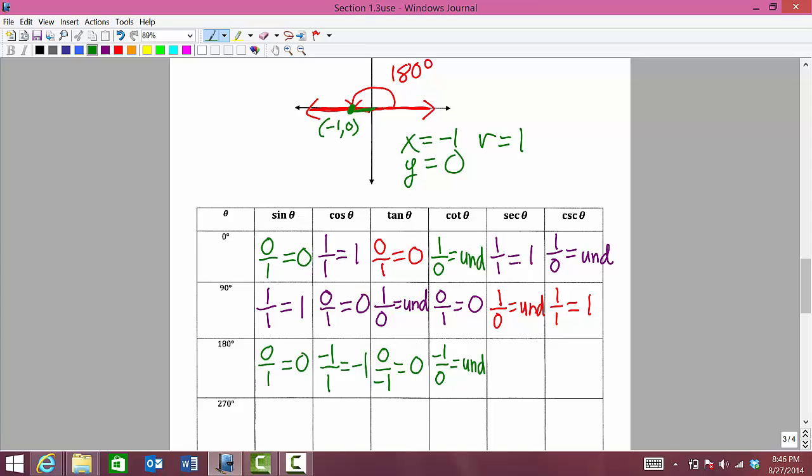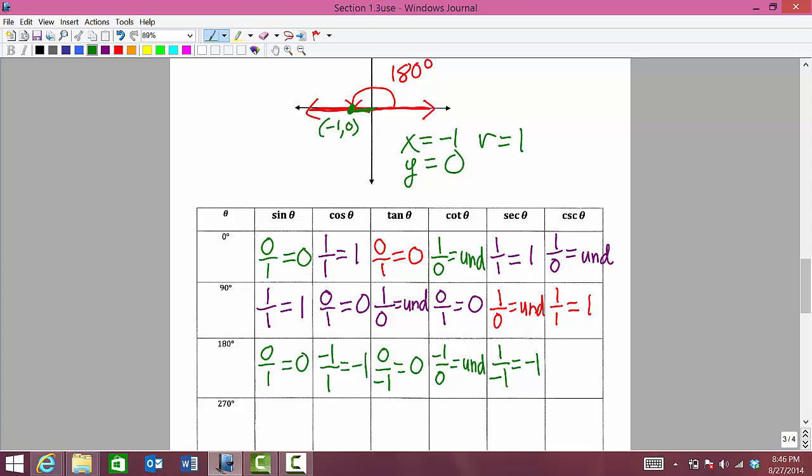Secant, do you remember what secant is? Secant is r divided by x. Remember, it's the reciprocal of cosine. R divided by x, so that would be 1 divided by negative 1, which simplifies also to be minus 1. And that makes sense because negative 1 is its own reciprocal. So negative 1 makes sense for cosine and secant.